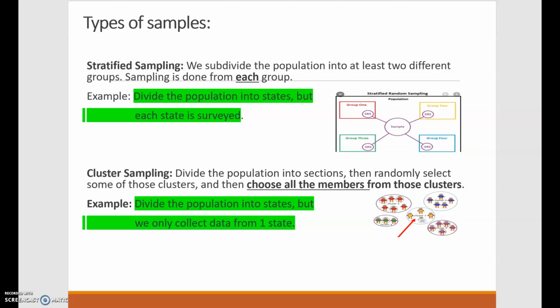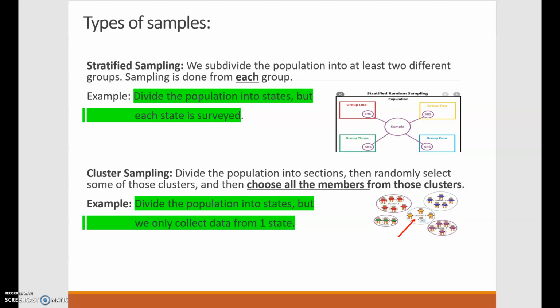The main idea is that if you happen to be running a stratified sample, every one of the groups actually gets selected. So for example, let's assume that you divide the population into states. However, you have to have at least 2. And the main idea is that each state is actually surveyed. So basically you divide at least the data set into perhaps California and Nevada, and then you get data from both.